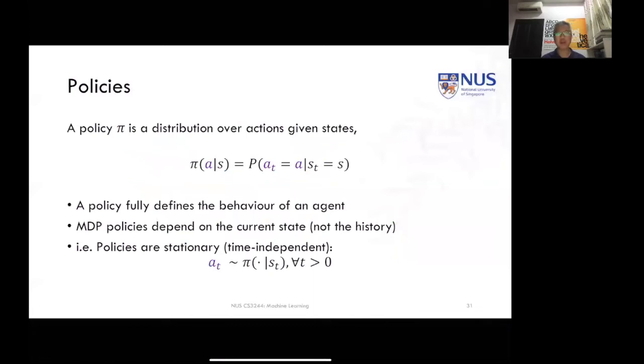So with this in mind, we really want to put together a set of actions that's going to be the most optimal for our reinforcement learning agent. And we can think of this as a policy. The policy is basically just a distribution over actions given states. So if I'm in a particular state at a particular time step, I want to know what types of actions I can do from that state at that same time step and make it a distribution.